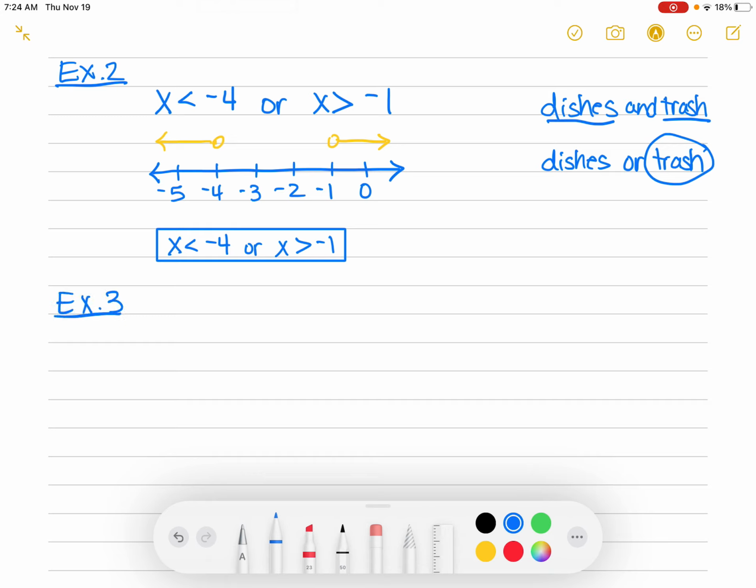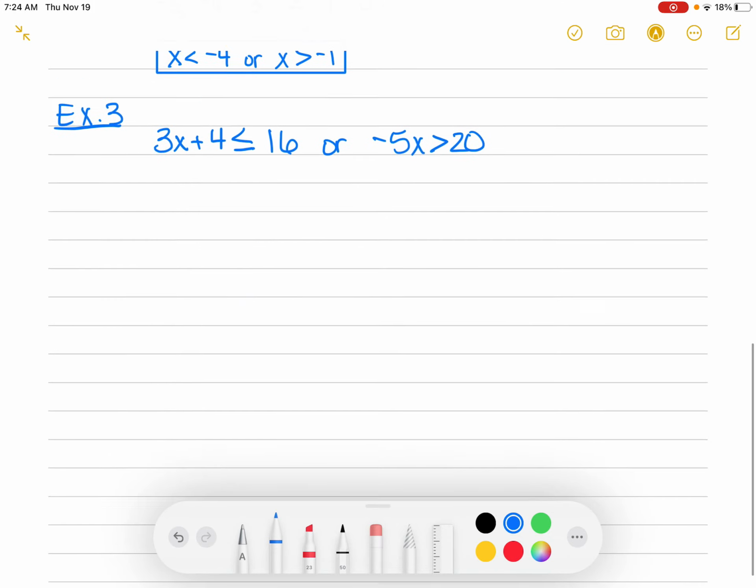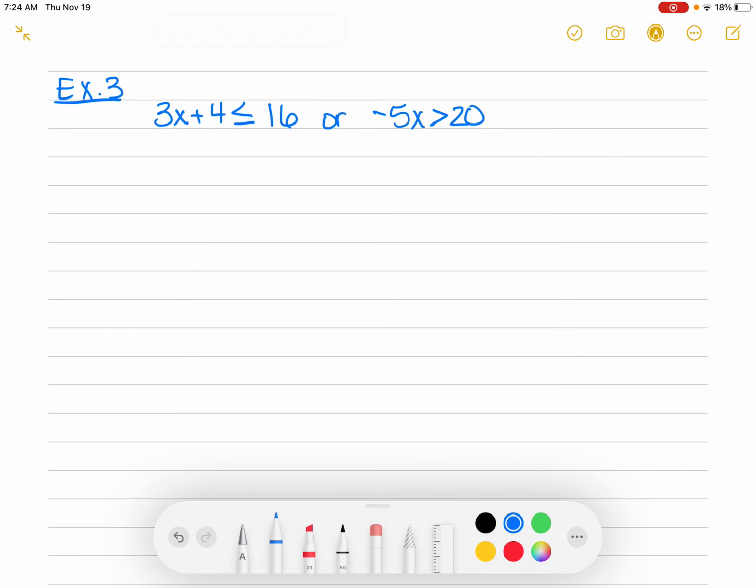Okay, example 3 is 3x plus 4 is less than or equal to 16, or -5x is greater than 20. So now I've got one with inequalities where I have to solve them. That's okay. It's the same thing we've been doing. They kind of just want to keep you up to practice on solving these things.